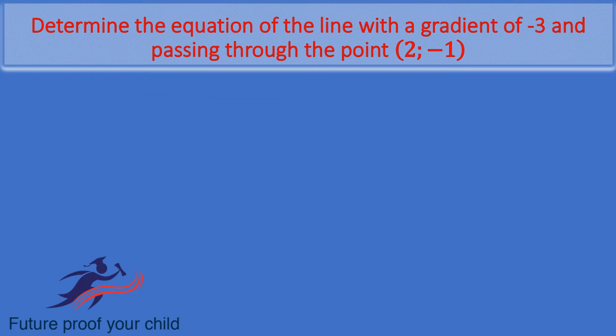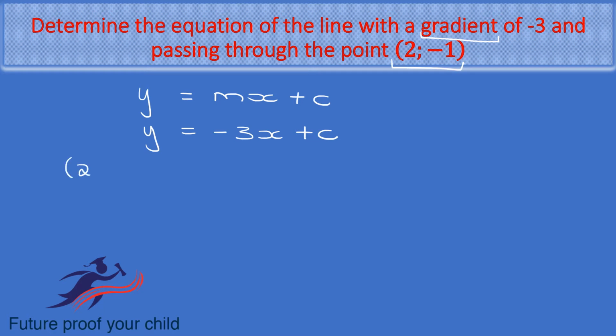So in the first question, we say determine the equation of the line with a gradient of -3 and passing through the point (2; -1). So the formula I'm going to choose to use will be y equals mx plus c. So gradient means m is -3, so y equals -3x plus c. If it says passing through the point 2 and -1, I'm going to write my 2 and -1 over here. The 2 represents the x, the -1 the y.